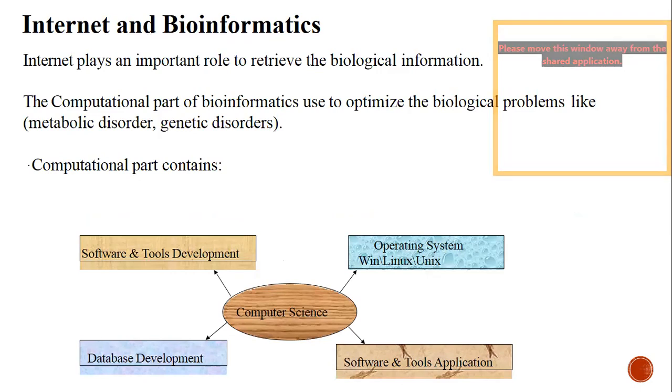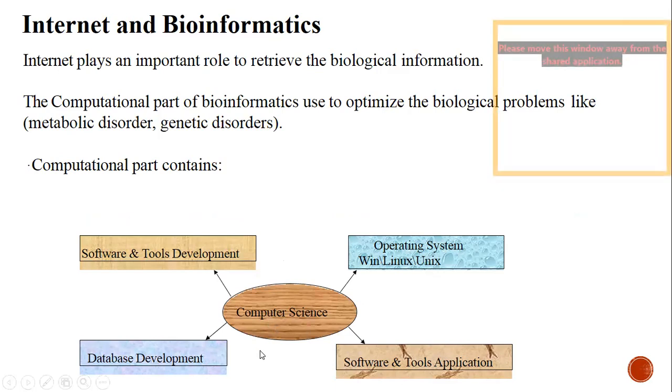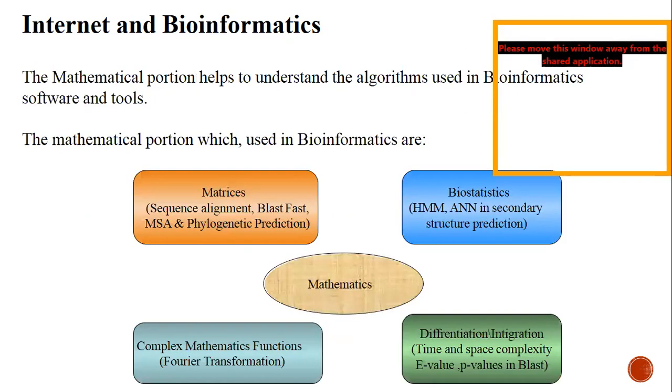The computational part of bioinformatics is used to optimize the biological problems, and here we have computer science. With the help of computer science in bioinformatics, we can generate different databases. We can develop databases. We can generate different operating systems. We can generate different tools and software to solve the biological problems.